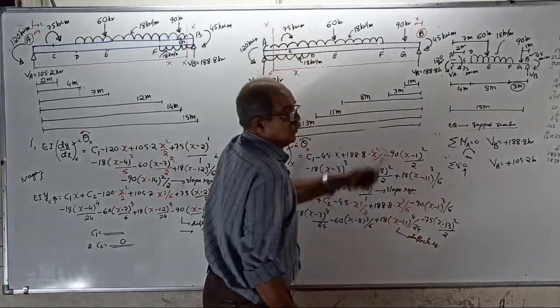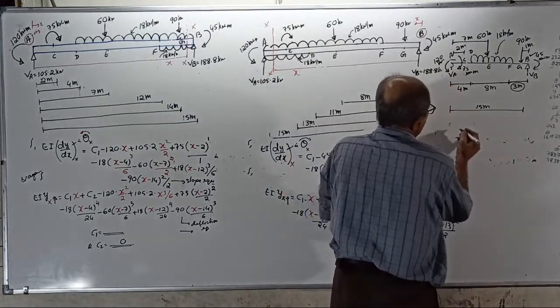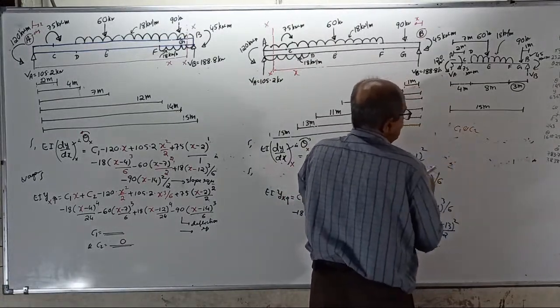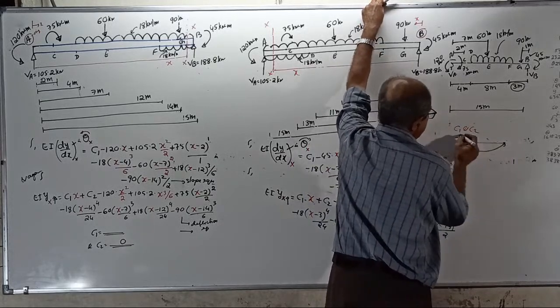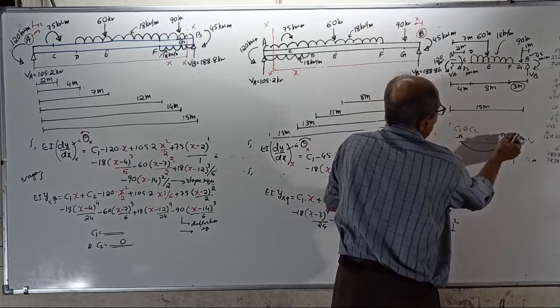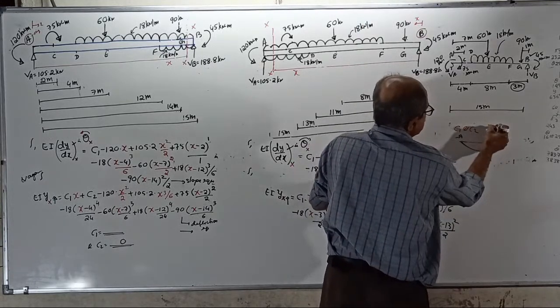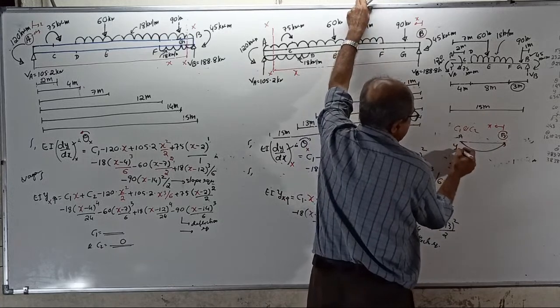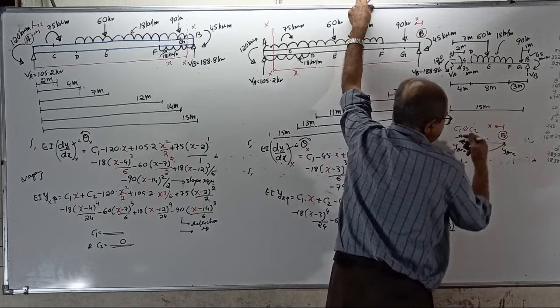Okay, now calculate C1 and C2. Calculation of C1 and C2. Put the elastic curve once again. The beam will bend like this. This is A, this is B. Origin is here. X goes this way. Deflection at A is 0, deflection at B is 0. Start from that side.